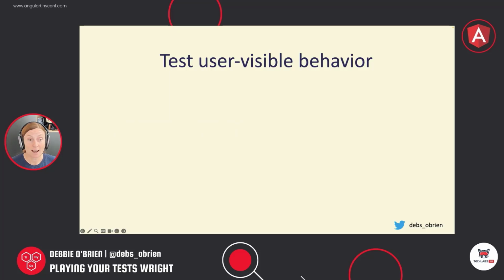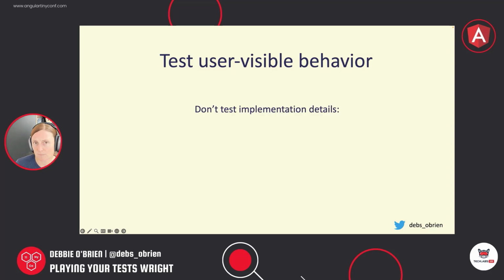So here we go. Test user visible behavior. Now, this is really, really, really important. We want to test what the user sees and does, and especially in end-to-end testing, this is what the user is going to do. They're going to click on a button and buy something. We want to test that whole process.